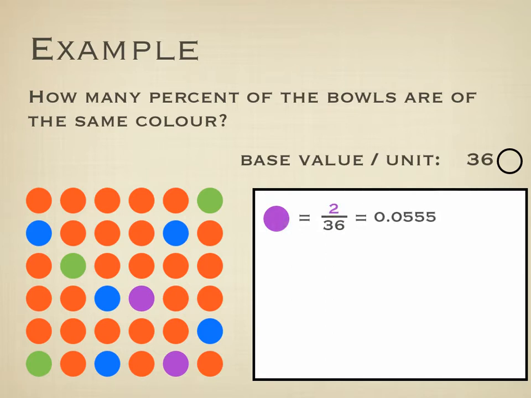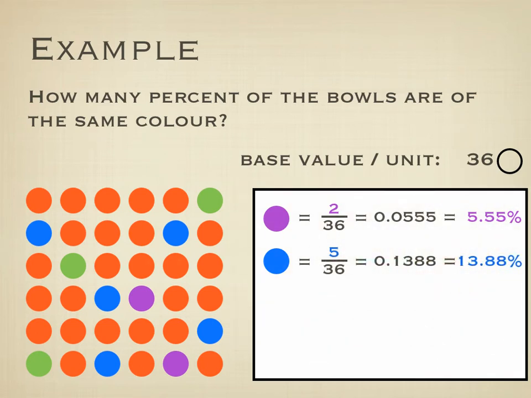As a decimal, 0.0555, and as a percentage, 5.55%. Now for the blue bowls, there are 5. The fraction is 5/36, the decimal 0.1388, and the percentage 13.88.